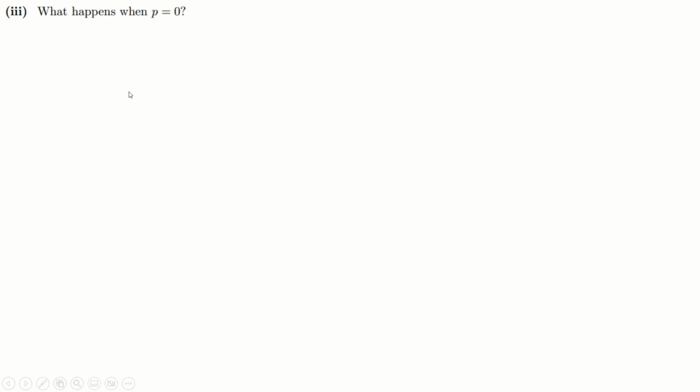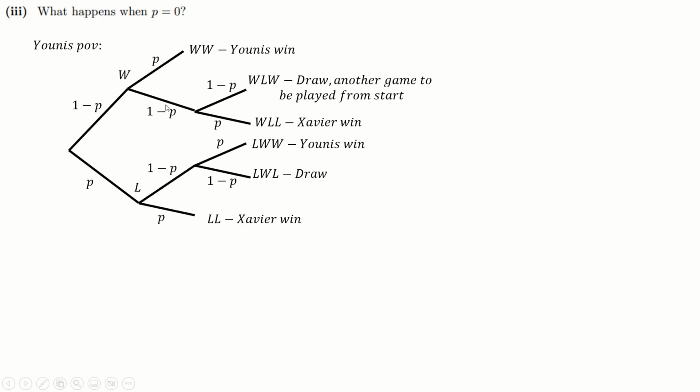And finally, what happens when p is 0? So we go all the way back to our probability tree, and we're just going to sub p is 0 into here. So that's just me subbing in p is 0. And then we look at this and we go, okay, well, what's the only thing that can happen here? Well, the only thing that happens is we just do this, this, this. And so it's a draw. So we go back to the start and it does this, this, this.